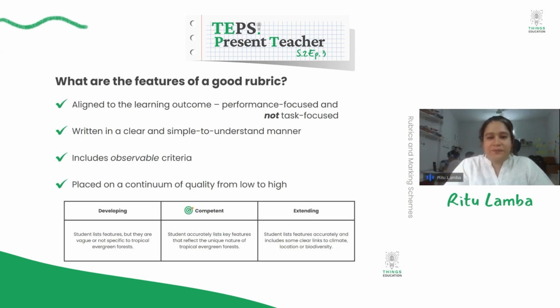And lastly, like we've already discussed, these competencies should be placed on a continuum of quality from low to high. So we've said that it needs to go from developing to competent to extending, but more importantly, it needs to be quality and not quantity. Like we discussed, it's not about whether a student can list one feature and three features and five features. That doesn't really show the depth of understanding. The depth of understanding comes from the quality of their responses. If they're able to use the right terms, they're able to make connections, that's what shows the depth of their understanding. So these are what the features of a good rubric are, and there may be more. These are the most important.